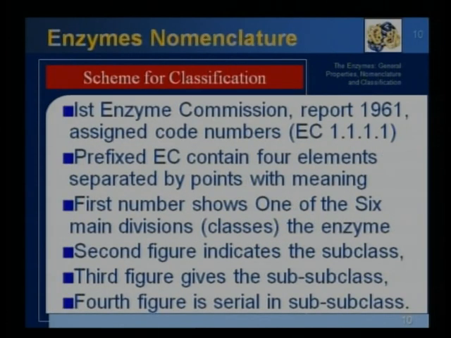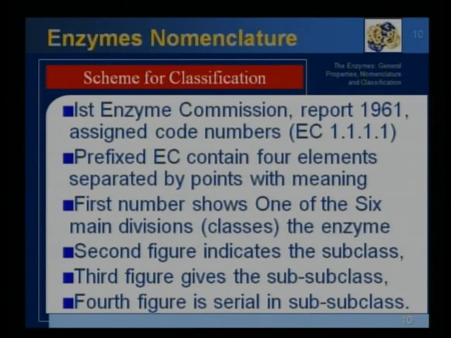For the scheme of classification, the Enzyme Commission is required. It was formed in 1961 and gave the EC numbers, the enzyme commission numbers, to each and every type of enzyme that has been identified and named. Once the name is given, we have to get a clear idea of which class, which subclass, and so on it belongs to.